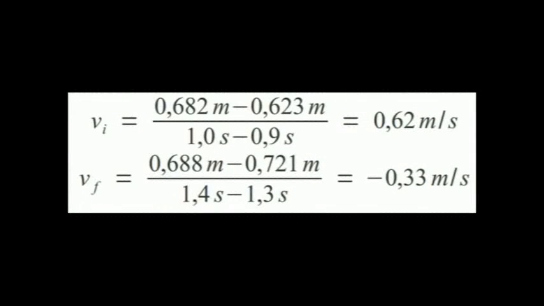Here they are. The initial velocity is 0.62 meters per second, and the final velocity is minus 0.33 meters per second. That was quite boring. Come on, the exciting part is coming. Finally, we have enough data to calculate both the impulse and the momentum variation. Let's do this.